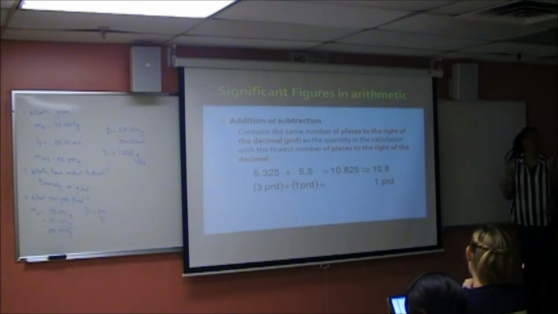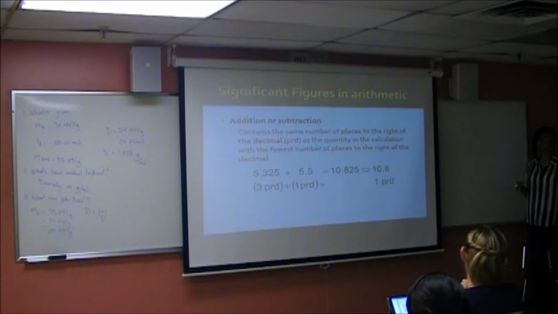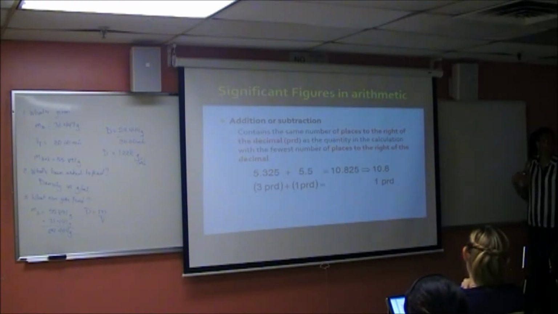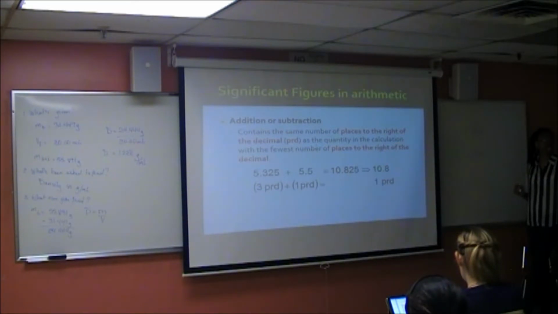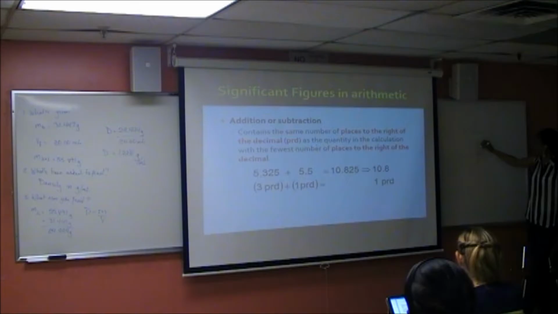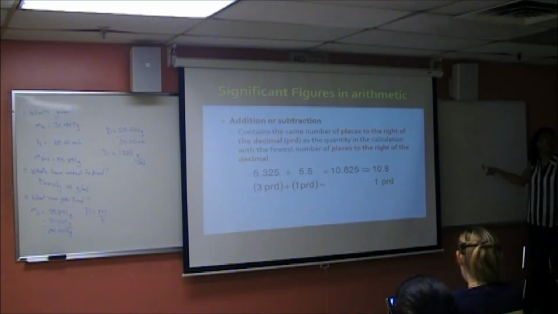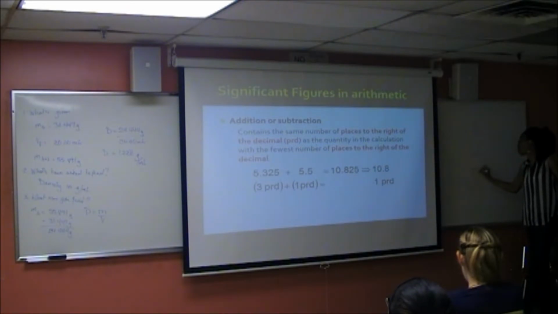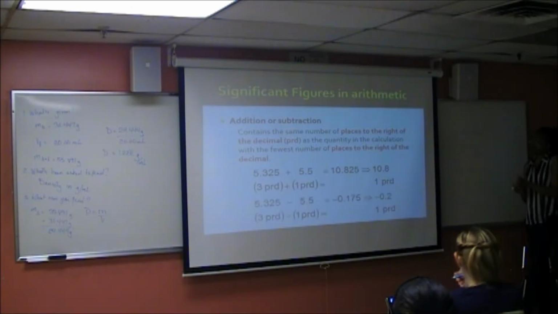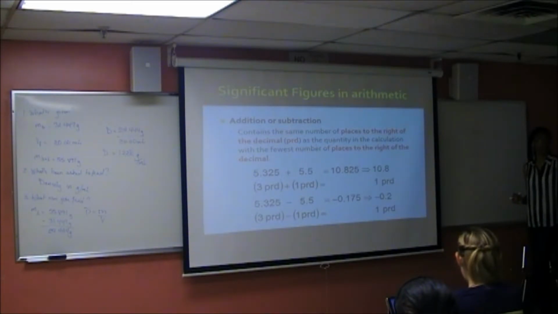How many spaces behind the decimal point do we need? 1. So where do we cut off? After 1. Negative 0.2. Now we're going to look at the neighbor. The neighbor is 5 or above, so we round up. Therefore we get negative 0.2. That's what I got. You get that?